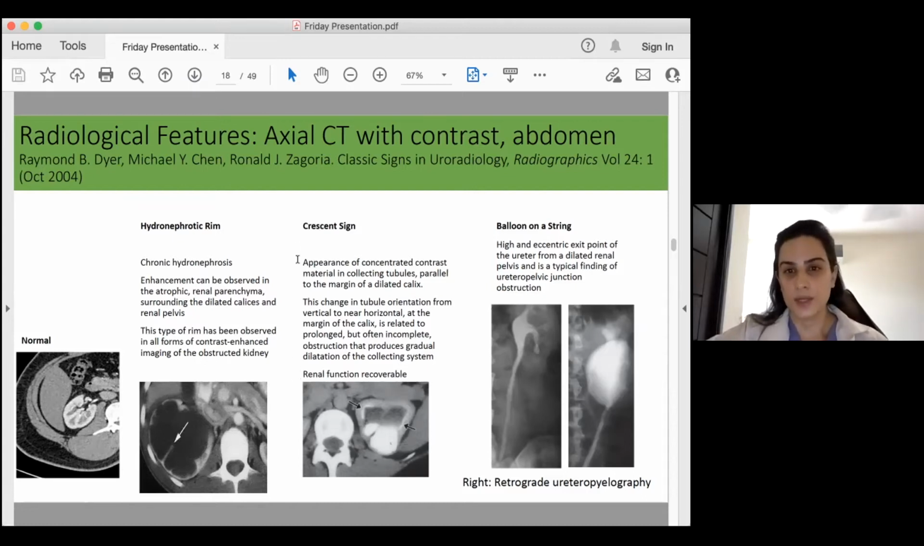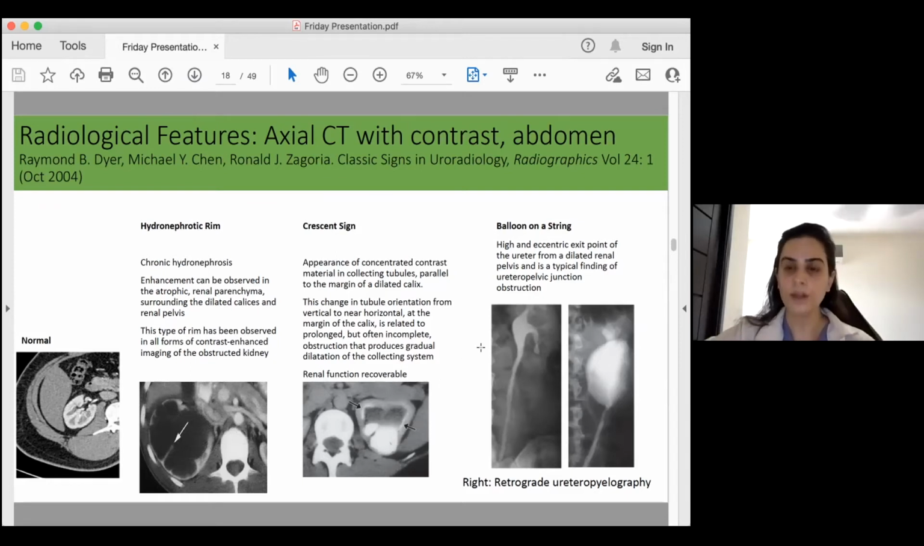They mention a crescent sign. So the crescent sign is here where the arrows are pointing, and it's the appearance of concentrated contrast material in collecting tubules parallel to the margin of the dilated calyx. This change in tubule orientation from vertical to near horizontal at the margin of the calyx is related to prolonged but often incomplete obstruction that produces a gradual dilation of the collecting system.